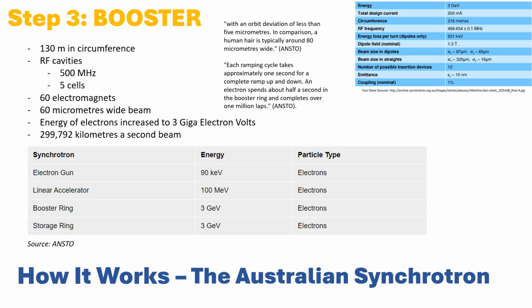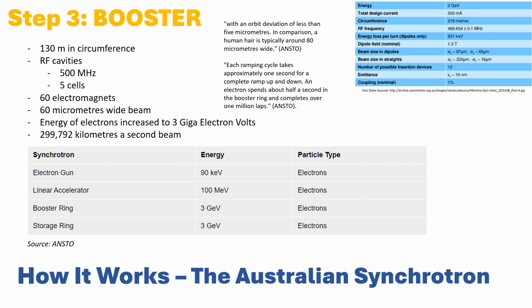Due to the lack of air molecules and the use of those magnets, the beam is reduced to a path 60 micrometers in width, with an orbit deviation of less than 5 micrometers. In comparison, a human hair is typically around 80 micrometers wide. The Australian synchrotron increases the velocity of the electrons by increasing the magnet strength and the strength of the cavity fields, increasing the energy of the beam to 3 GeV.